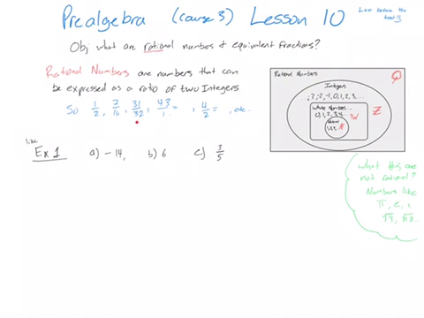7/16, 31/32, 43/1, which is actually just the same thing as 43, and 4/2, which is actually the same thing as 2. All of those are rational numbers, which brings us over here to our little box thing that I created.